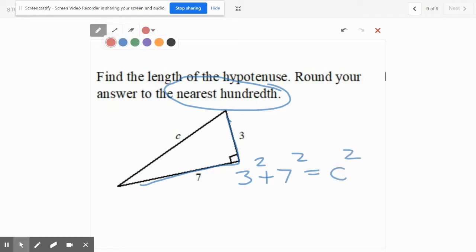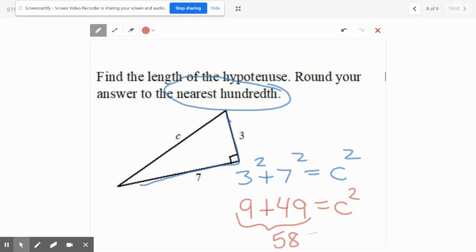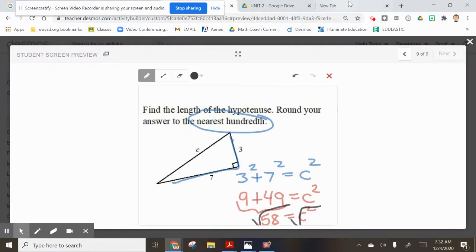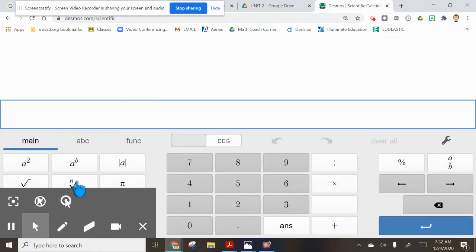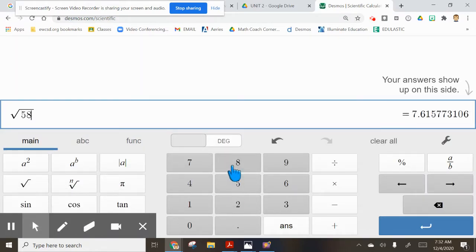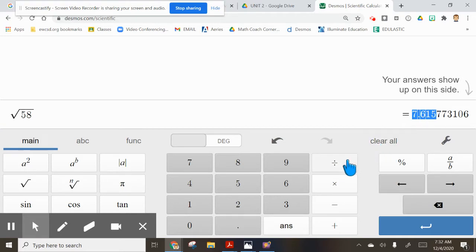Okay, so then that becomes 9 plus 49 equals C squared. This becomes 58 equals C squared. All right. What do you do to get rid of the squared? You square root 58. Actually, I could do that real quick. And on your calculator, you could do this. Square root of 58 is going to be 7.615. Ooh, it says round to the 100th. Boom. This is good stuff.